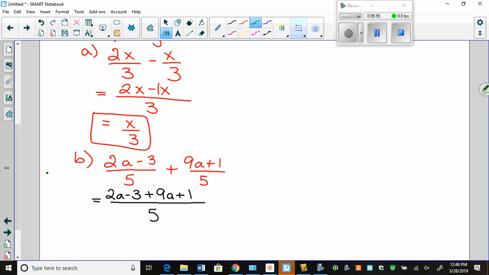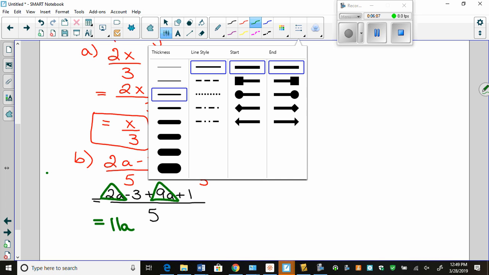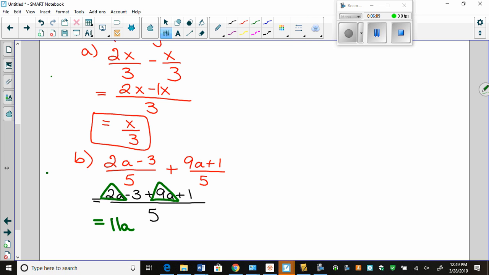So we're going to go 2a plus 9a is 11a. I totally did not pick the smallest. No. And then I'm going to do circles. These ones are like terms because they don't have variables. Negative 3 plus 1, negative 2 all over 5. Do I need non-permissible values? No, because I don't even have a variable in my denominator.